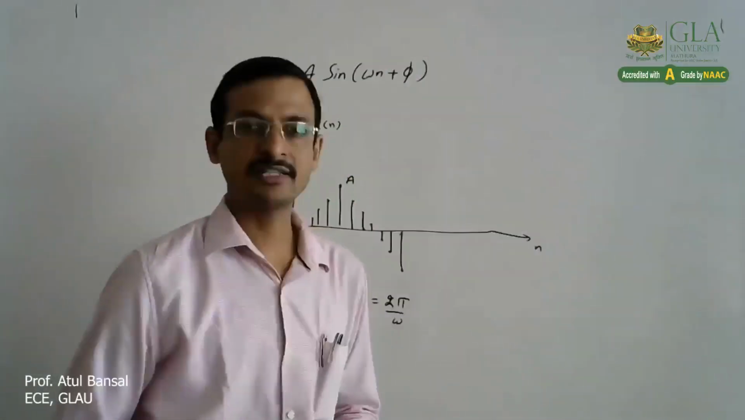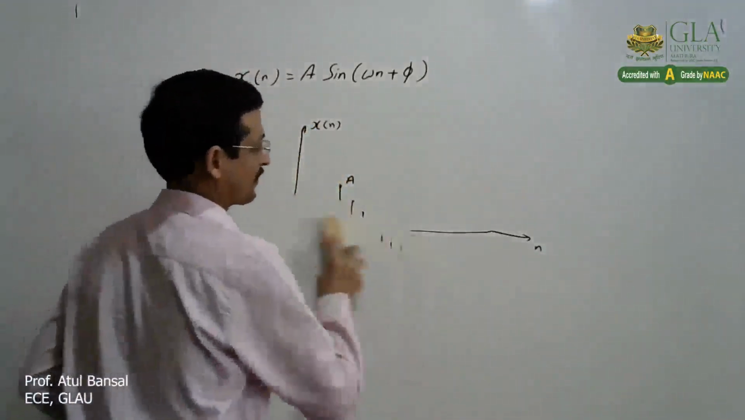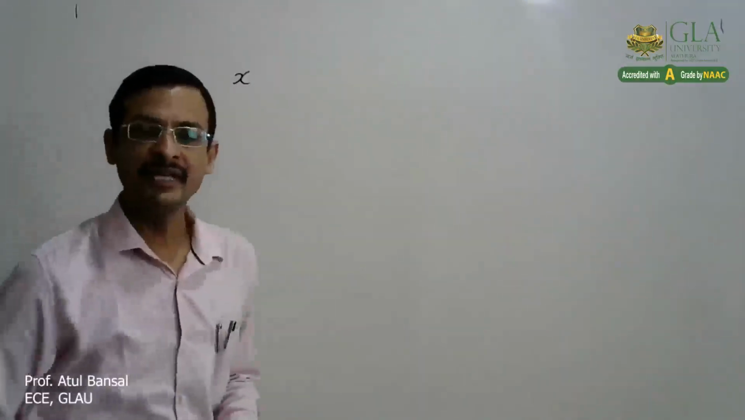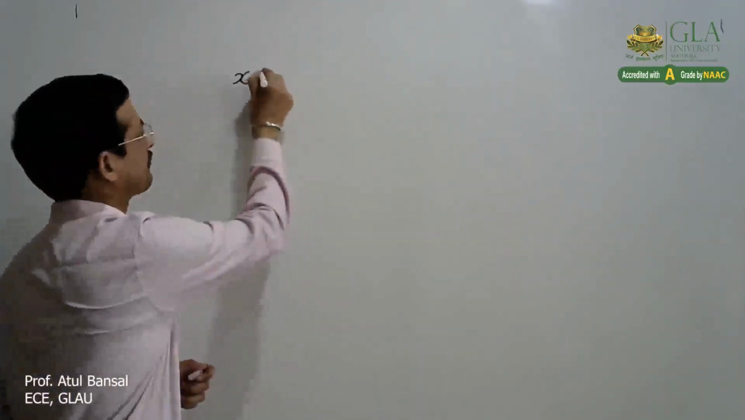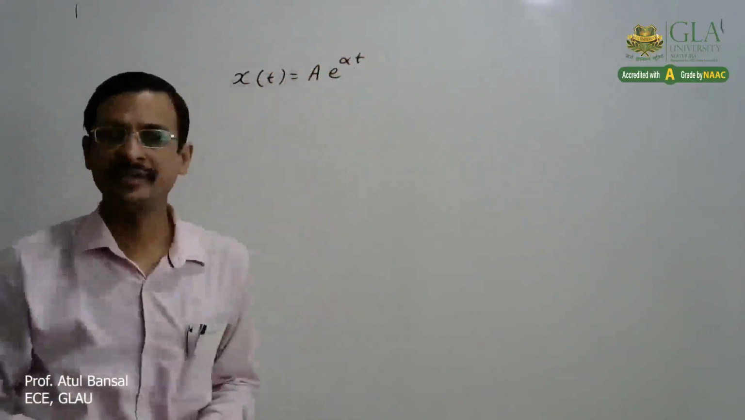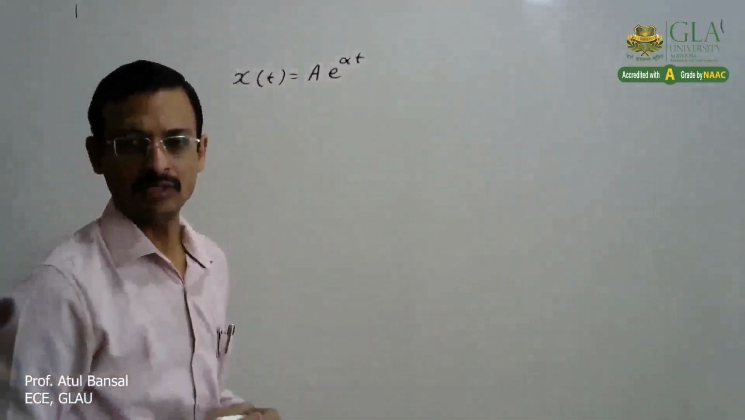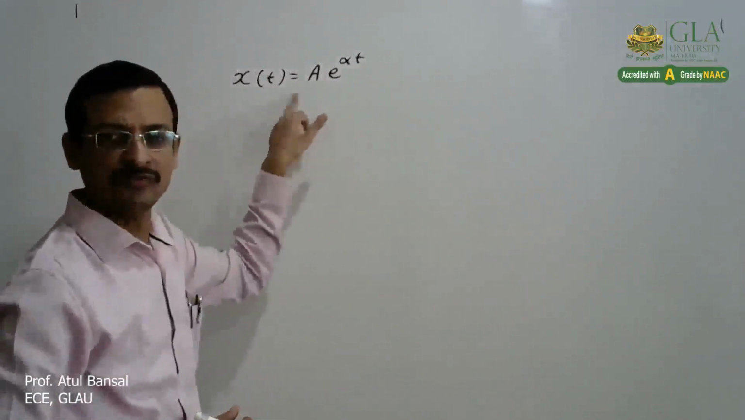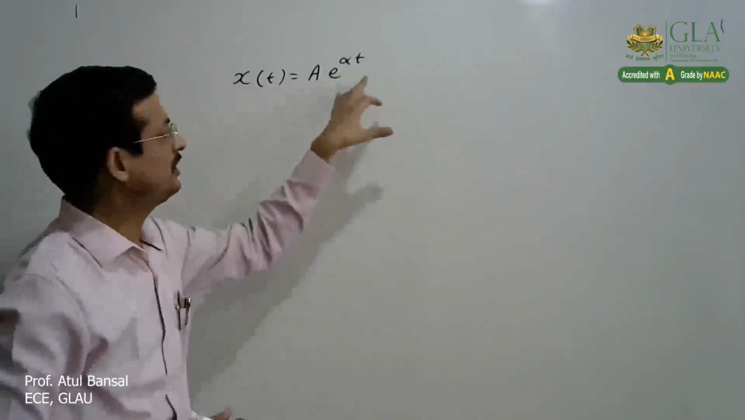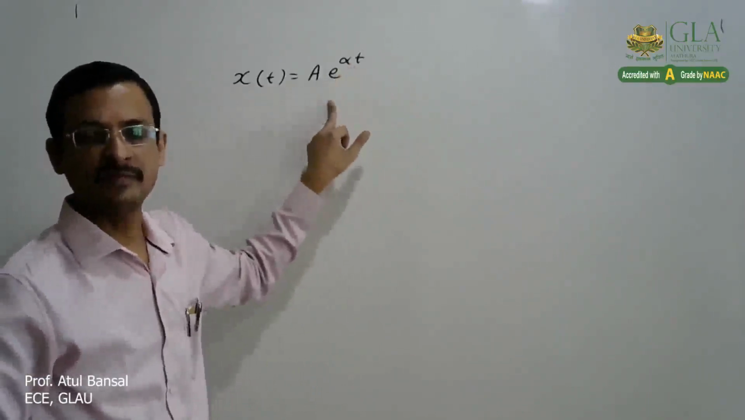Now we move to the next category of signal, that is the real exponential signal. The real exponential signal in continuous time is defined as x(t) equals A e raised to power alpha t, where A and alpha both are real numbers. Here A is the amplitude of the signal x(t) at t equal to 0, because at t equal to 0, whatever alpha is doesn't matter. It becomes e raised to power 0, that is 1. So this becomes A.